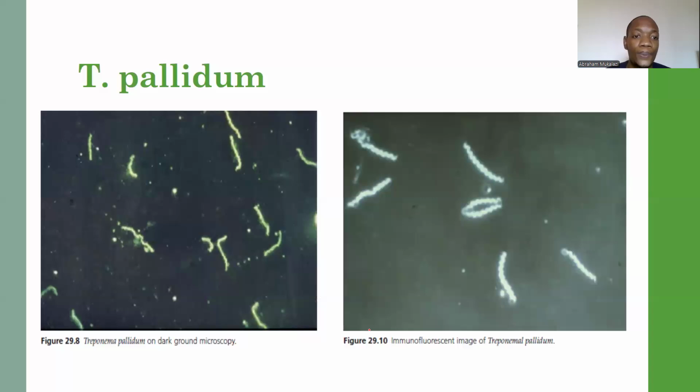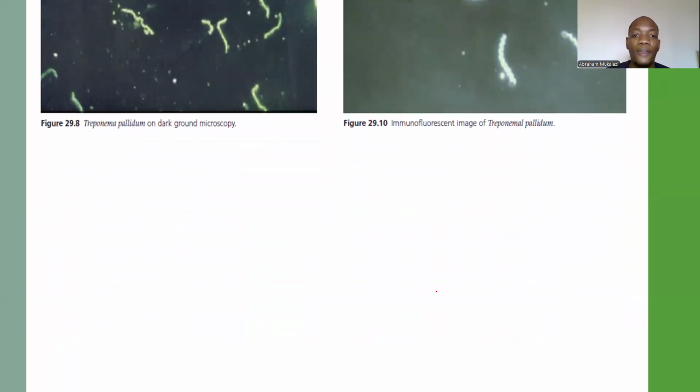This is how it will look. In this case, this is what you see on dark field microscopy. We see these spirochetes having this corkscrew appearance. The same, this is how it will look on the immunofluorescence technique.